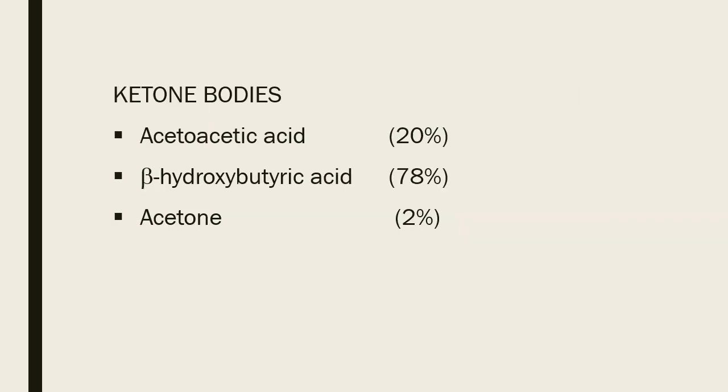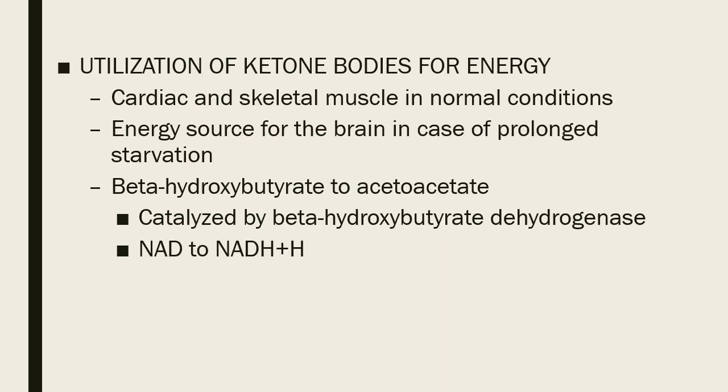Let's take a look at the ketone bodies. You have acetoacetic acid, or acetoacetate, at 20% of the total, then beta-hydroxybutyric acid, or beta-hydroxybutyrate, at 70% of the total, and then acetone at 2%. That is for your ketone bodies. Several tissues can utilize ketone bodies for energy production. Normally, they can use ketone bodies to generate energy.